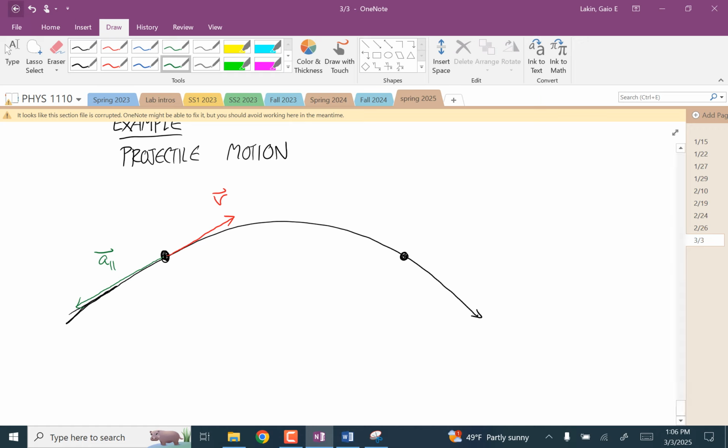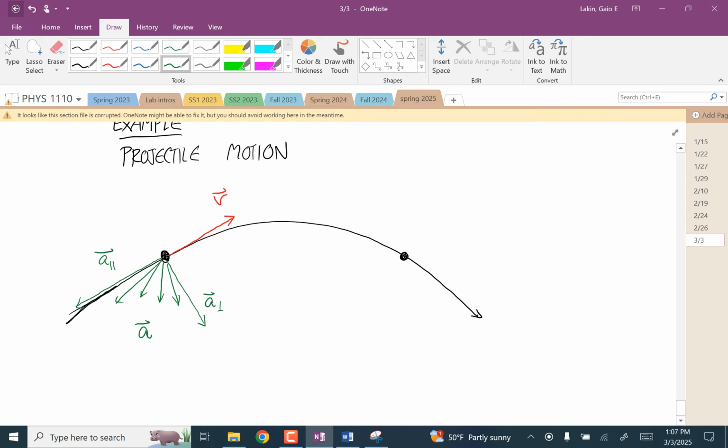And now, based on the way this is curving, if you fit a circle to this curve, would it be pointing down and to the right or up and to the left? Down to the right. Yep. So A perpendicular is 90 degrees from this, like that. Now the acceleration is somewhere in between those two directions. So somewhere in here.